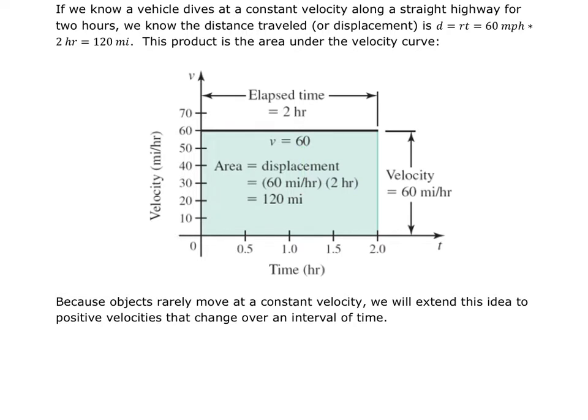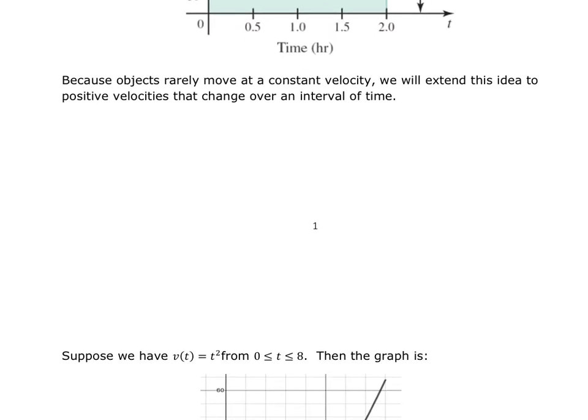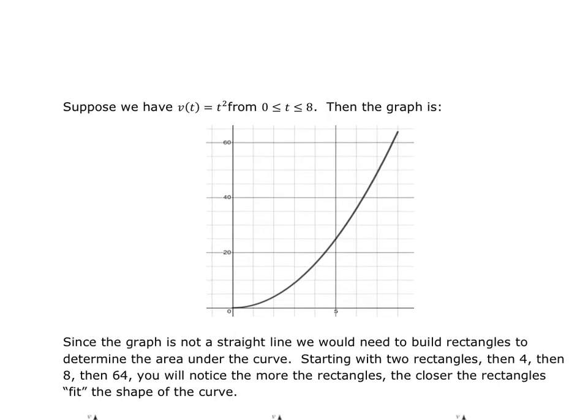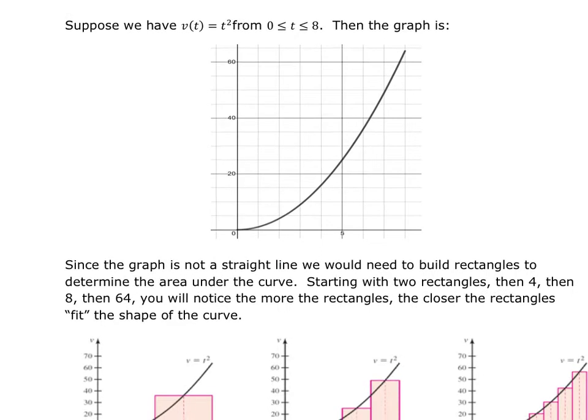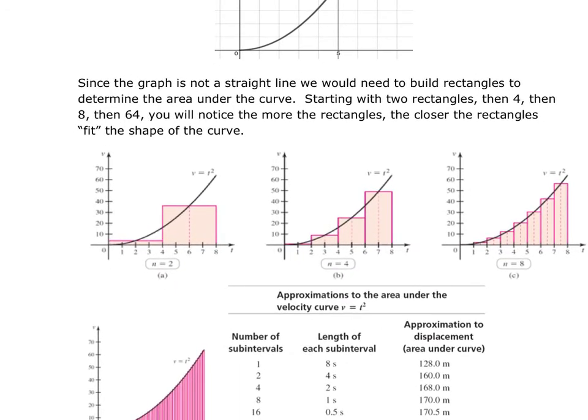Because objects rarely move at a constant velocity, we're going to extend this idea of the area under the curve to determine the displacement by looking at rectangles. We're going to build these rectangles. So suppose our velocity is described as t squared, where we're going from 0 to 8. You can see that this is not a straight line, and so I'm going to build rectangles, and I'm going to start out with rectangles of equal width.